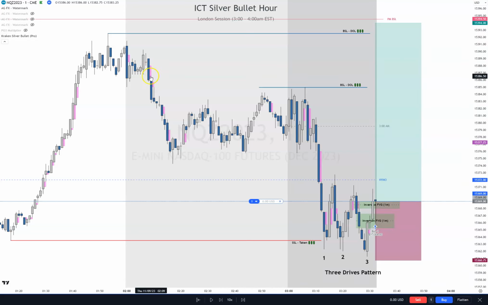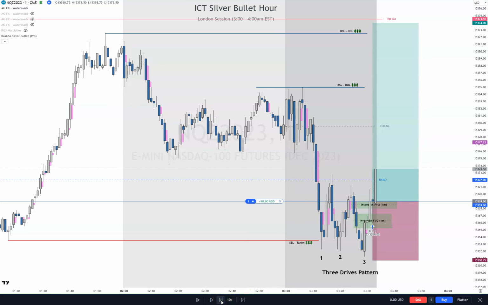I mean, you have these fair value gaps right here. You have failure swing, so it should take this pretty easily. This is not a failure swing, so this could have some resistance. These are a failure swing, so that's good. It should blow right past these 3. At least that's in hope. That's what I'm looking for.